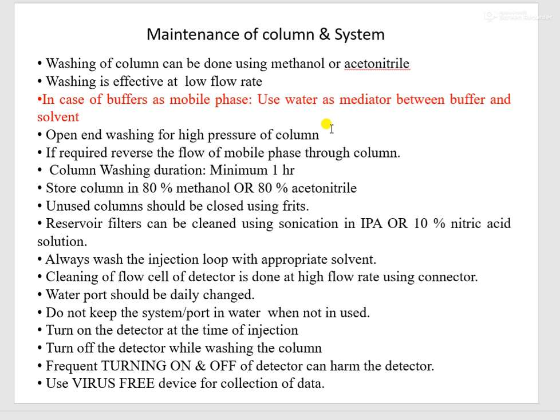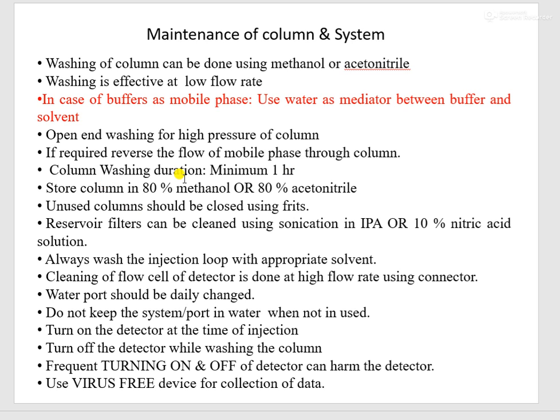Suppose your column pressure is too high, so you can go for open end washing, where one end of the column is opened and then washing is given. If required, you can reverse the column for proper washing of the column. Column washing duration is minimum 1 hour. It's not that you have to go for 1 hour, but minimum 1 hour if you are giving the washing, then there will be effective washing, or there will be complete washing.